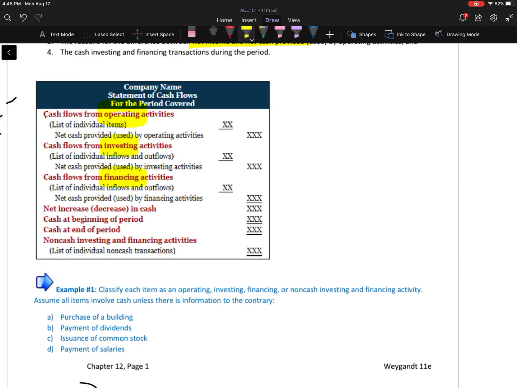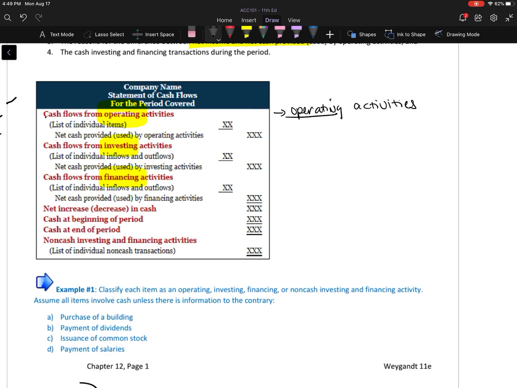I'm going to show you the diagram. This is from your textbook, Statement of Cash Flows, and you can see it's separated into three categories here. We've got operating, investing, and financing. So we're looking at cash from operating activities, investing activities, and financing.